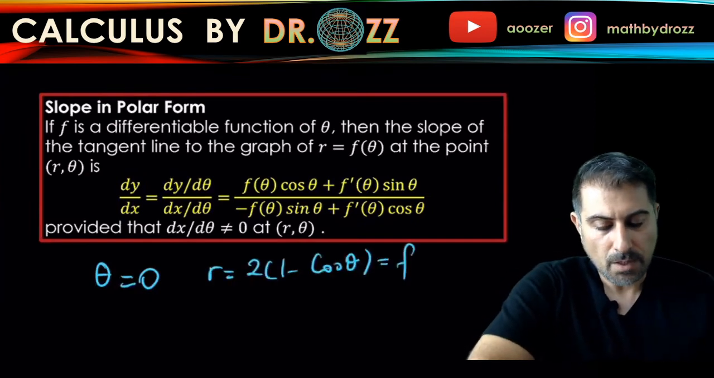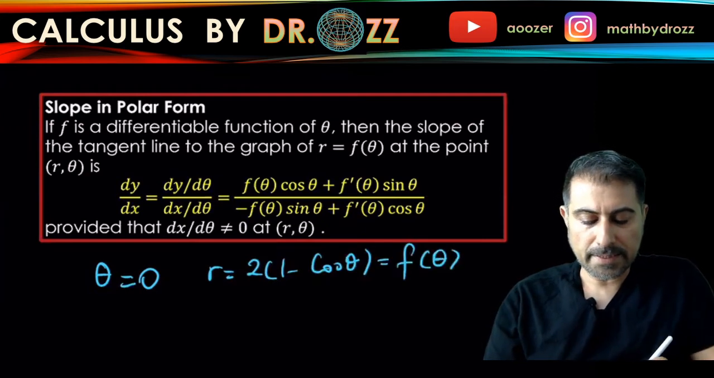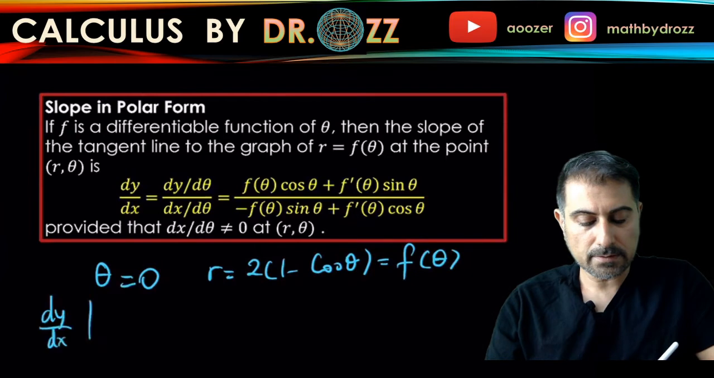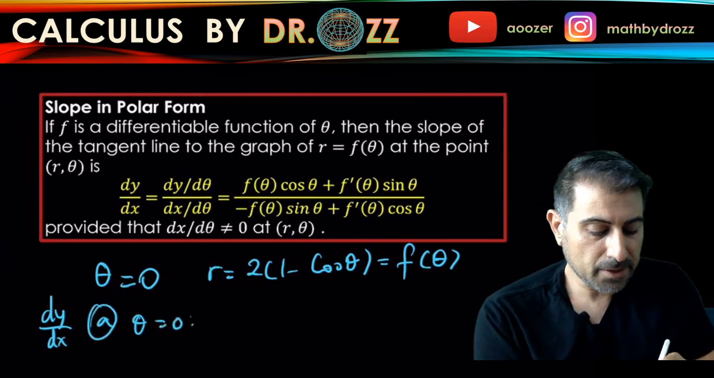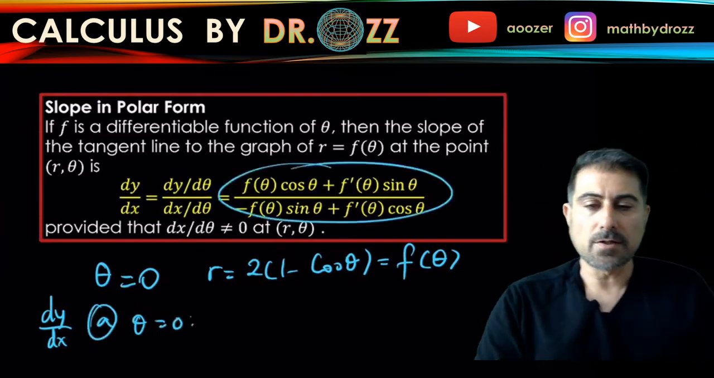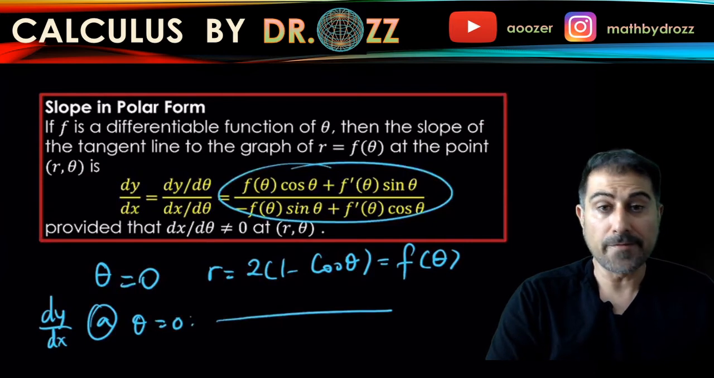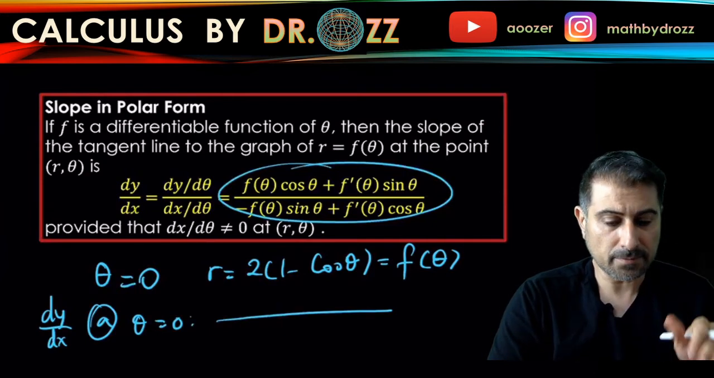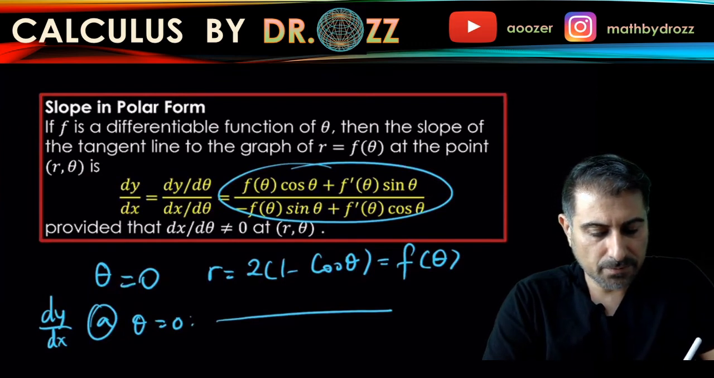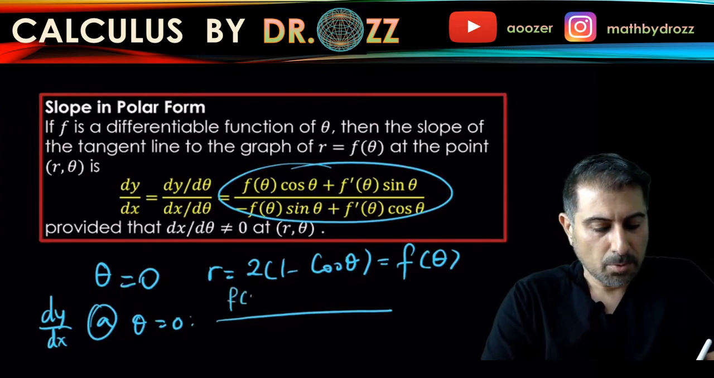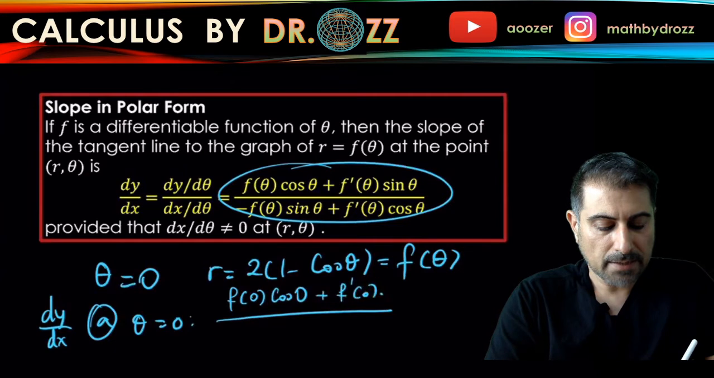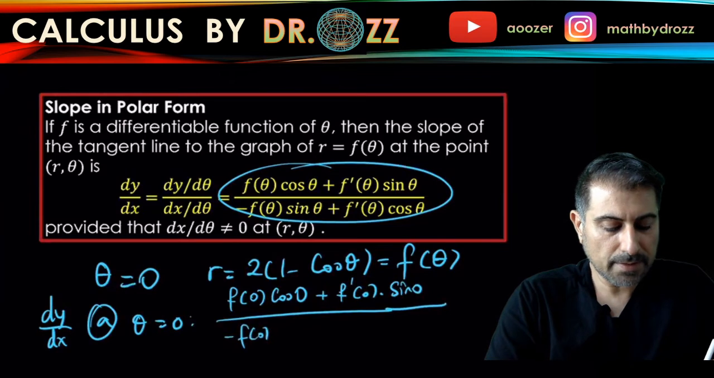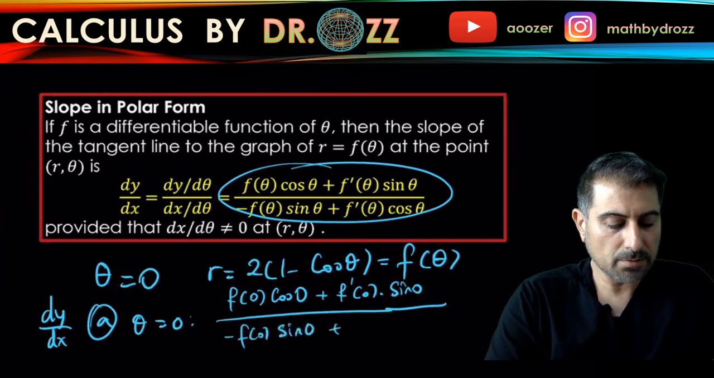We are going to look at dy over dx at theta equals 0, and that's going to be this fraction here. Let me tell you what's going on. When you plug in 0 for theta, no matter what f prime of theta is, you have f of 0 cosine 0 plus f prime at 0 times sine 0 in the numerator, and minus f of 0 sine 0 plus f prime of 0 cosine 0 in the denominator.